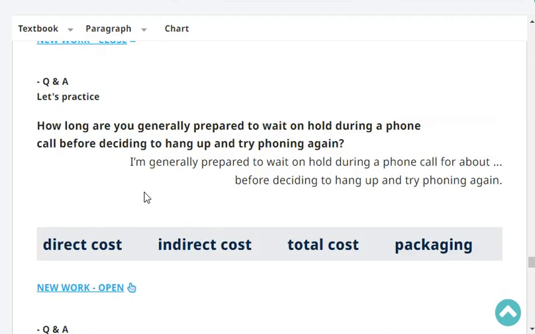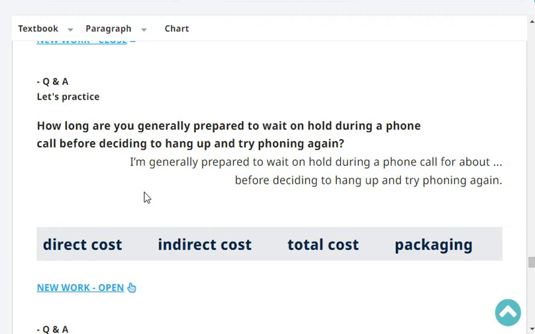Let's practice. How long are you generally prepared to wait on hold during a phone call before deciding to hang up and try phoning again?